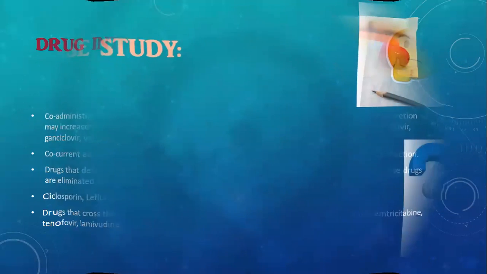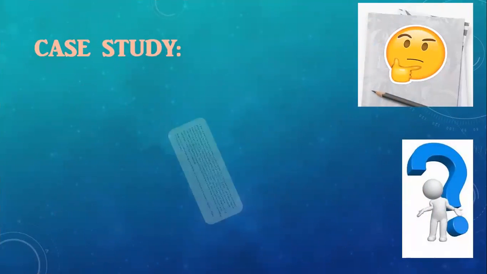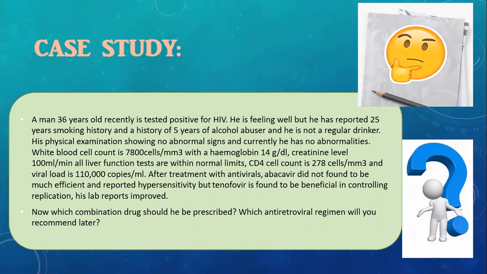Now coming towards our case study, that is a male person, 36 years old, who tested positive for HIV. He is feeling well, but he has reported a 25-year smoking history and a 5-year history of alcohol use. He is not a regular drinker. His physical examination shows no abdominal signs, and currently he has no abnormalities.